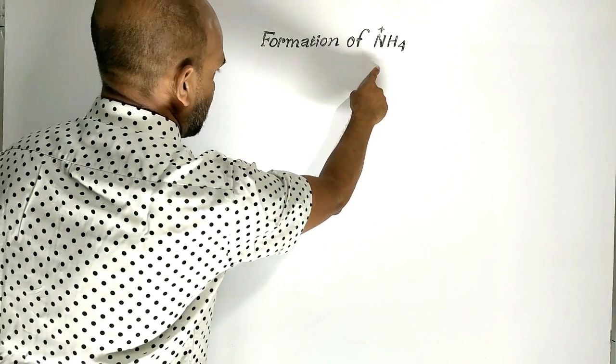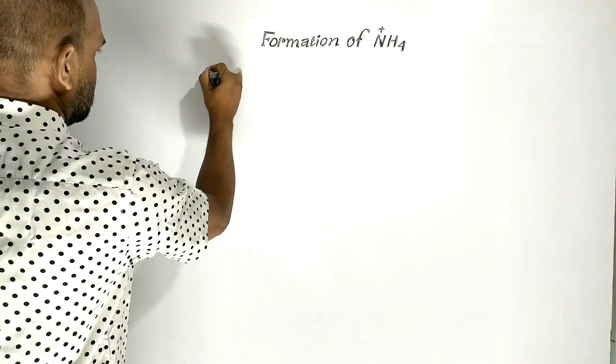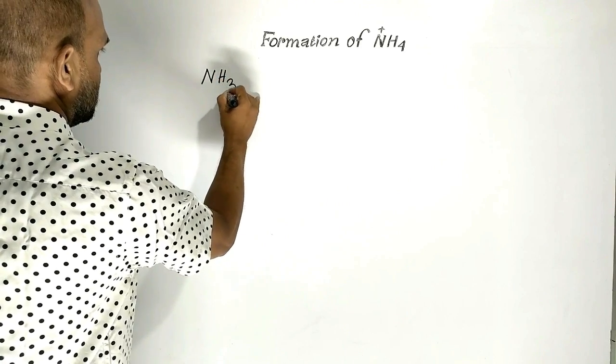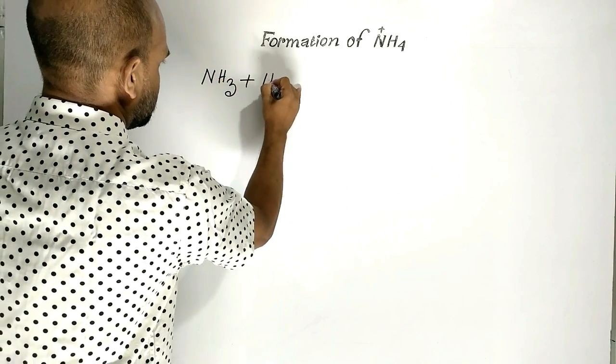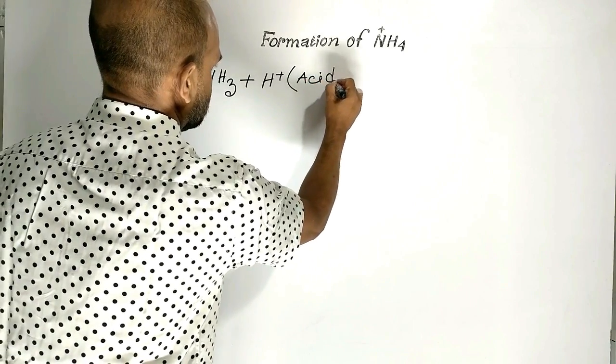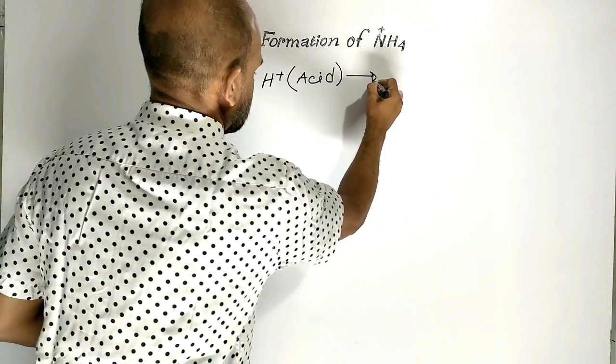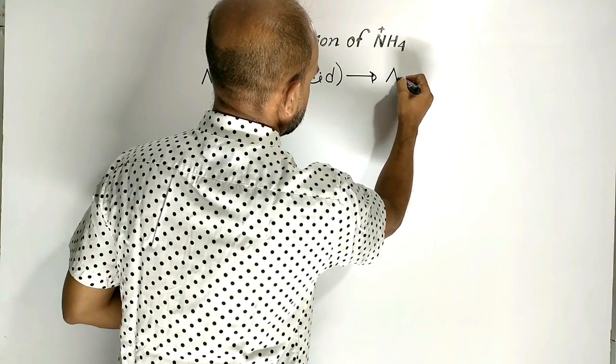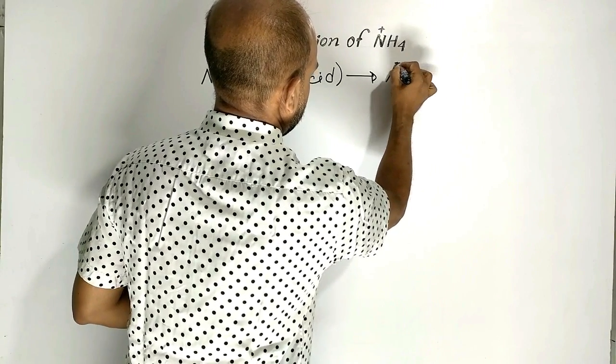Formation of ammonium ion. When ammonia is treated with proton that comes from acid, then there is formed ammonium ion.